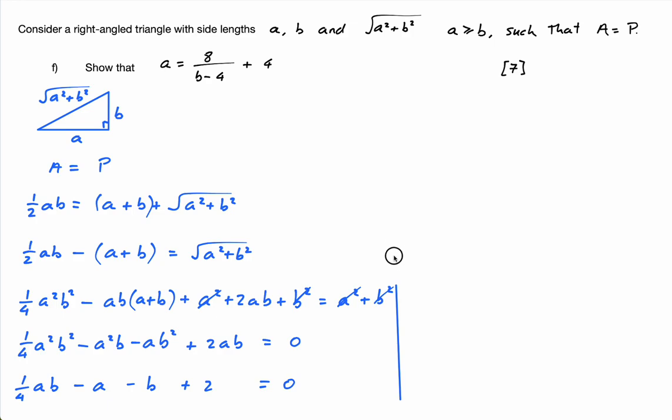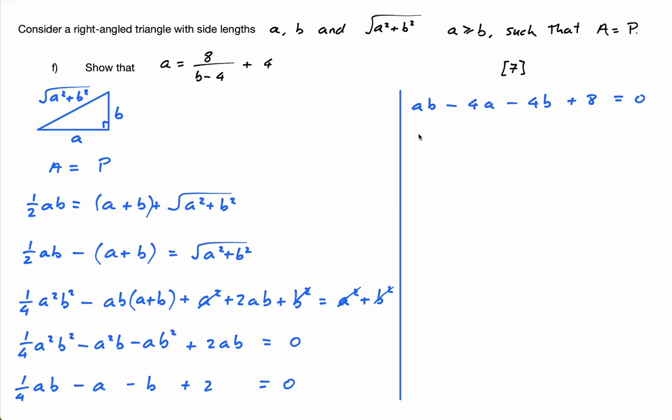All right, guys, I'm going to draw a straight line up here and move over to this side. Okay, next step I'm going to do is multiply across by 4 to get rid of this quarter. So I'm going to have AB minus 4A minus 4B. I'm multiplying everything by 4, plus 8 equals 0. Okay, this is nice because I'm getting somewhere. There's my 8.